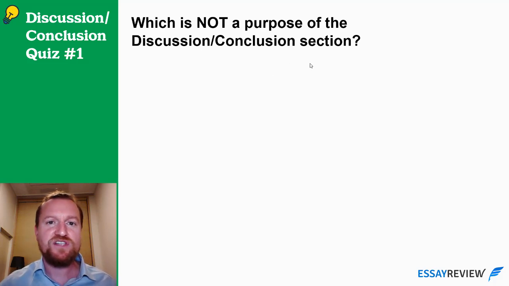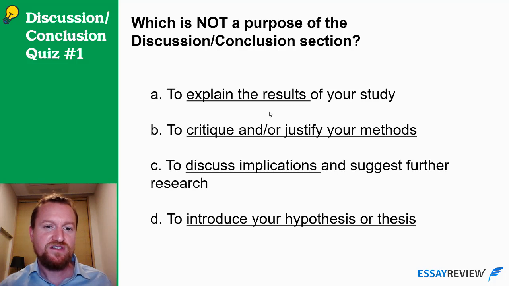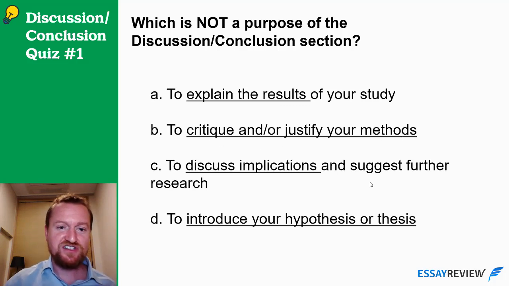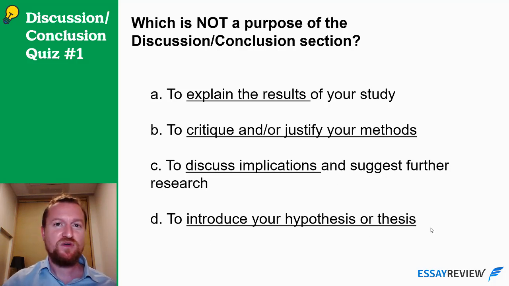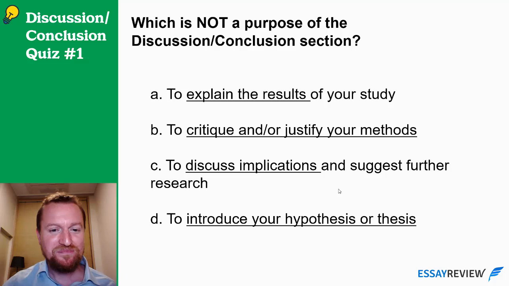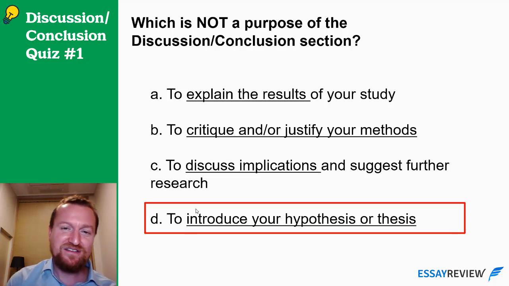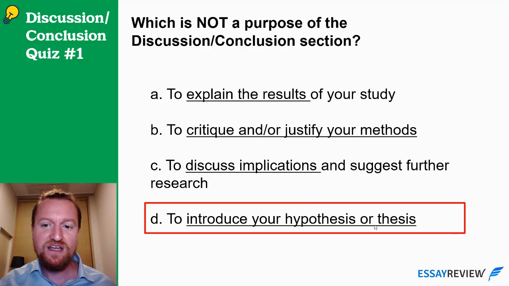Okay, let's ask some questions before we move on to writing issues. Which is not a purpose of the discussion or conclusion section? To explain the results, to critique or justify the methods, to discuss the implications and suggest further research, or to introduce your hypothesis or thesis. Which is not a purpose? This should be pretty obvious considering the language here, and that is to introduce your hypothesis. You should have already introduced this where? In the introduction, either at the end of it for a social science paper or towards the beginning for a humanities paper.